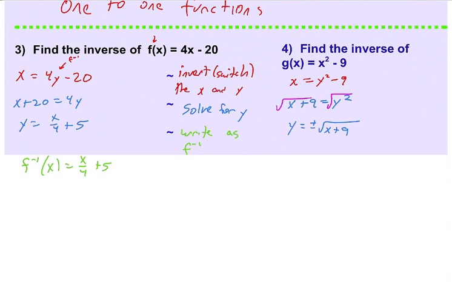So what we'll do here is there are a couple of things we could do. One is we could just leave it the way it is and say the inverse of g is not a function. It is that y is equal to the plus or minus square root of x plus 9. Honestly, normally, I'm fine with that. What I will not do is put that into function notation. Cannot do that.